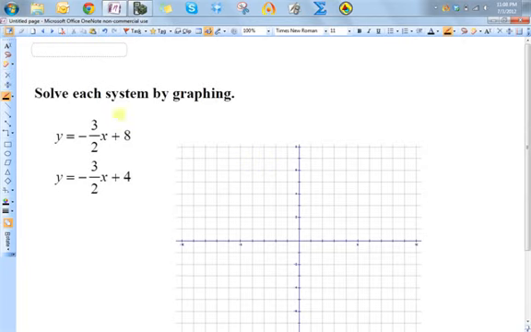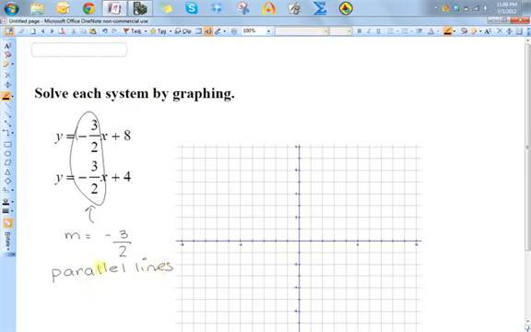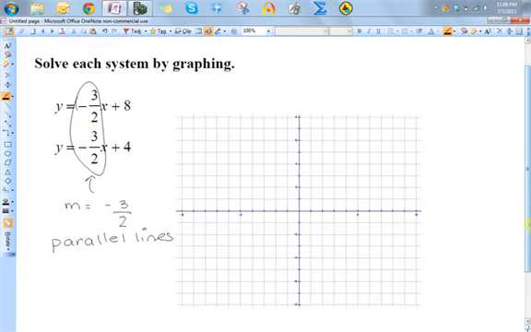With this one, you can actually solve it without even having to graph it. You can notice that they both have the same slope of negative 3 over 2, which means they are parallel lines. Now, parallel lines that don't have the same y-intercept don't intersect at all, because they're parallel. So these would actually never intersect, which would mean there would be no solution at all to this. But if you wanted to, you could graph it.